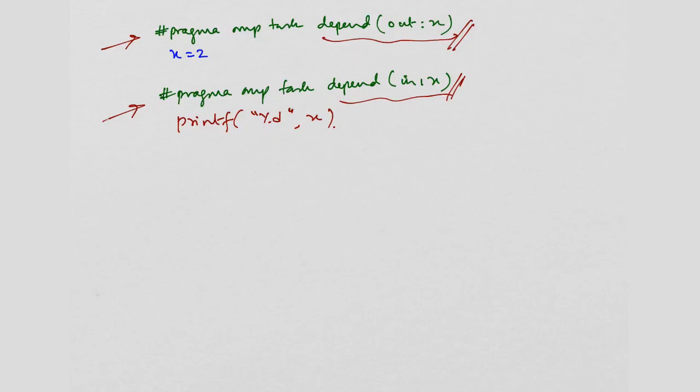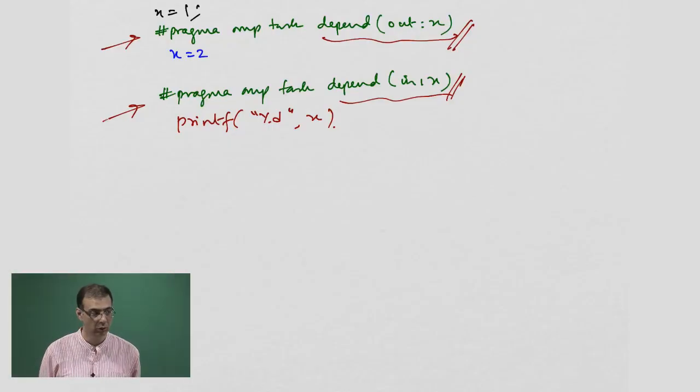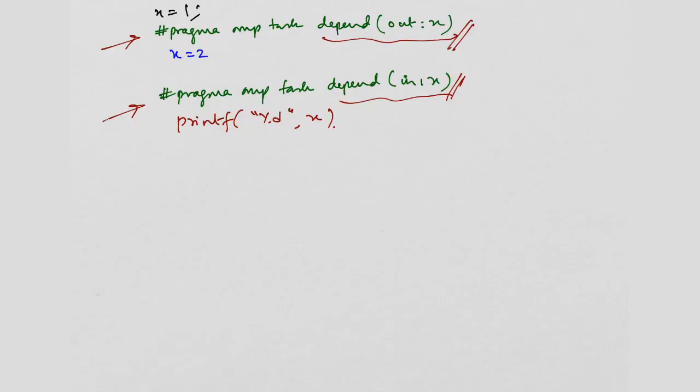So what will happen in this case? What will be printed? Let's say I have x equal to 1 outside. So what will be printed? Two? Always? Right? You will never see 1. Because this is a dependent task. Okay. Now let me change this slightly.